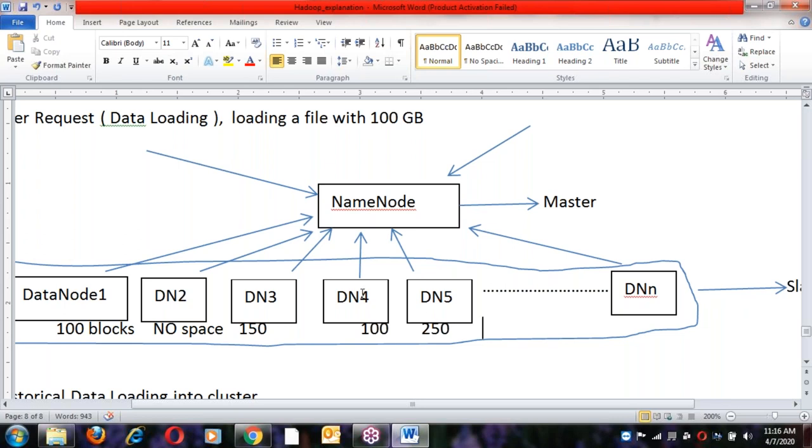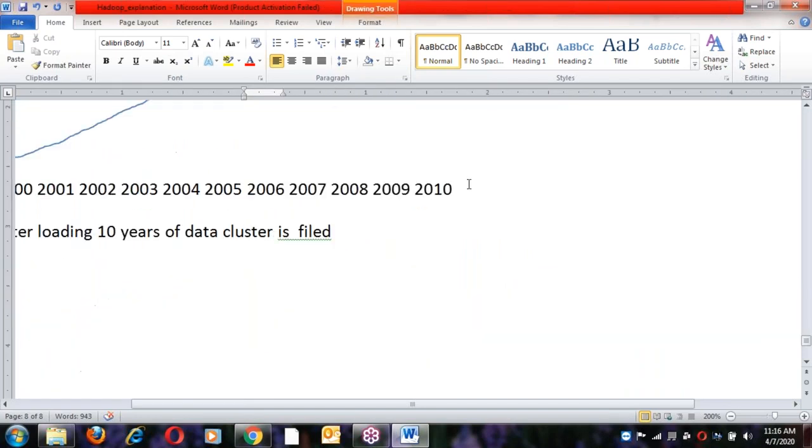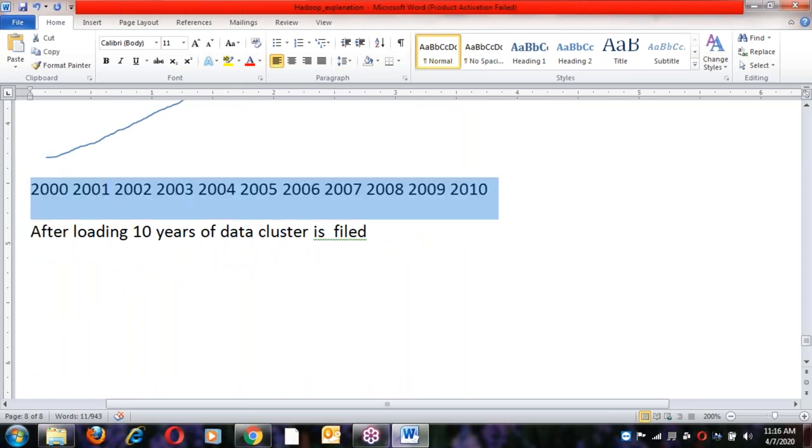Now the Hadoop cluster is facing a big data problem. Yes, the Hadoop cluster is configured with 100 nodes, and it is loading 10 years of data. After loading 10 years of data, the cluster is filled. There is no space, but there is still data. So the incoming data is more than the capacity.